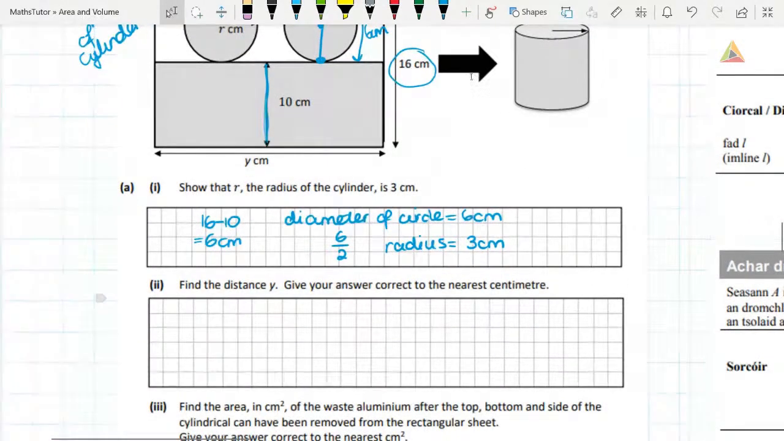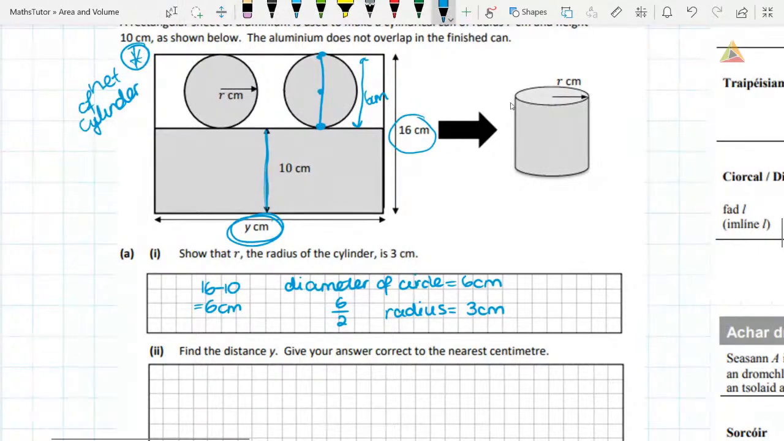The next part of it says, find the distance y and give your answer correct to the nearest centimeter. So the distance y is this part here on my rectangle. So I can see that this is going to be the circumference of the circle that makes up the lid of that cylinder and the bottom of that cylinder. So we're going to have a circumference here on the top and on the bottom. So where that circle goes all the way around, that's going to match the width of this sheet of aluminium that we're going to turn into this can.